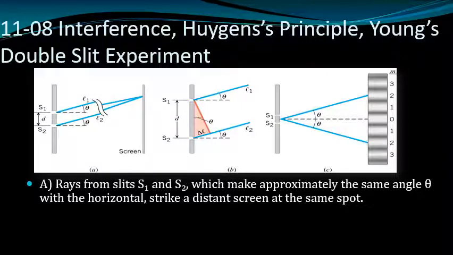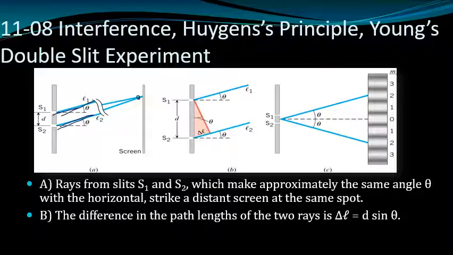Picture A. Rays from the slits S1 and S2 make approximately the same angle with the horizontal. Strike a distant screen at the same spot. So I know that these two rays here are not parallel if they strike at the same point. However, let's say they're almost parallel. Close enough that we can estimate that they are parallel.